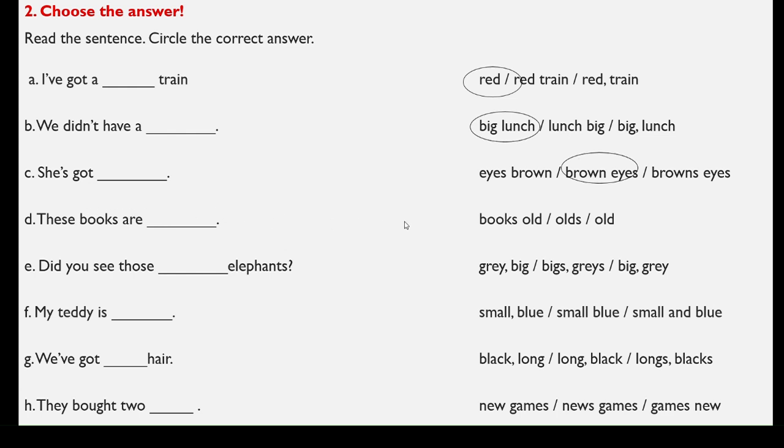These books are, we have already books. We cannot add s to the end of an adjective, so old. These books are old. Did you see those grey bigs, grays, big, grey? We remember that size comes before color. So this is wrong, and we cannot add s to the end of the adjective. So the right answer is big, grey.